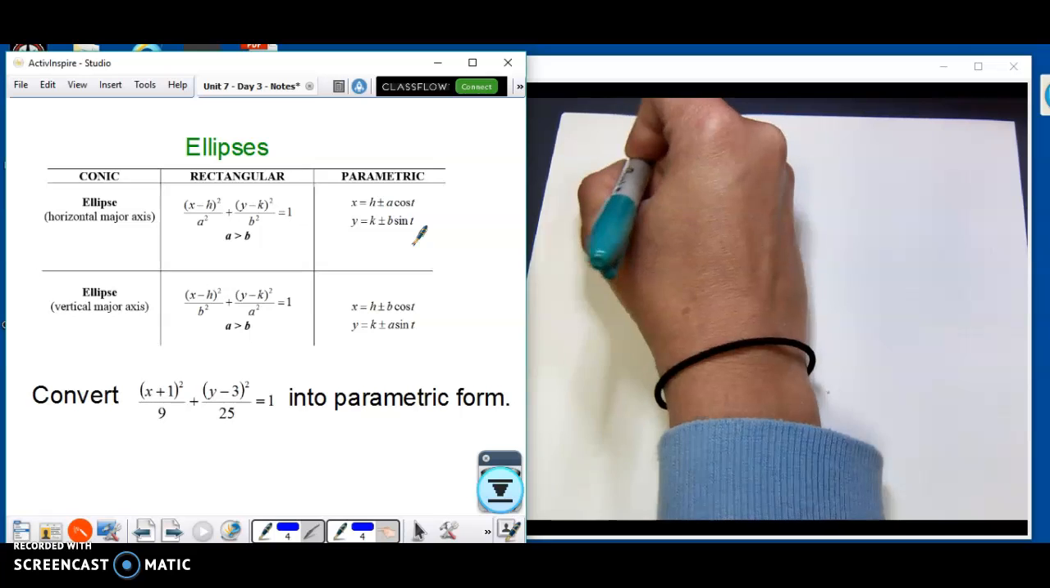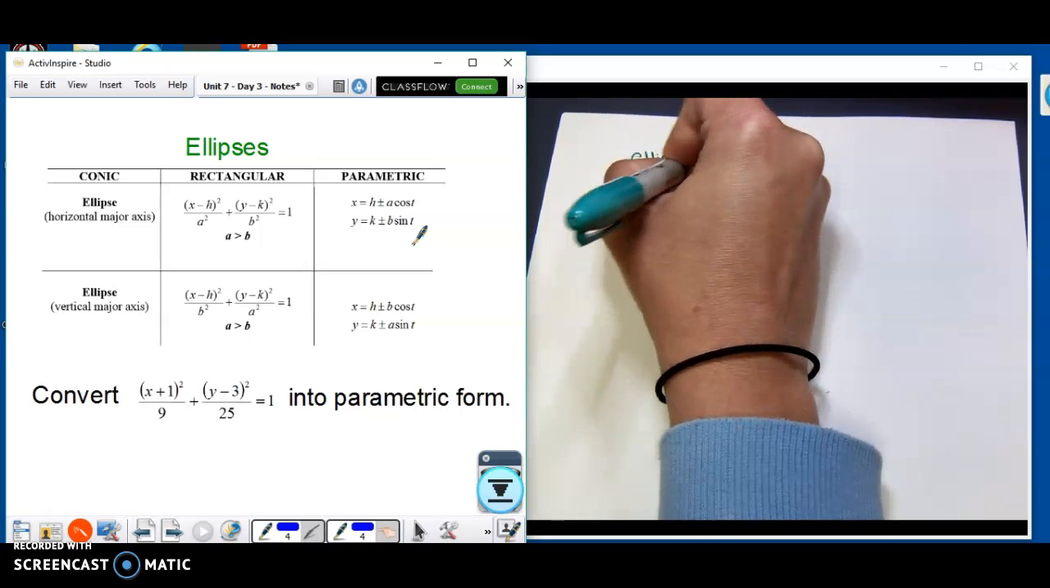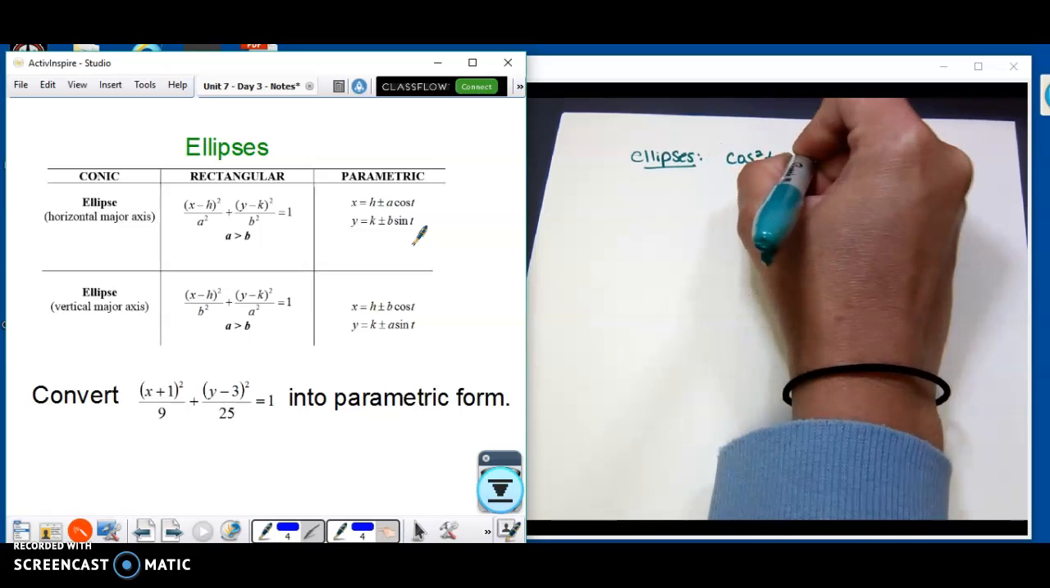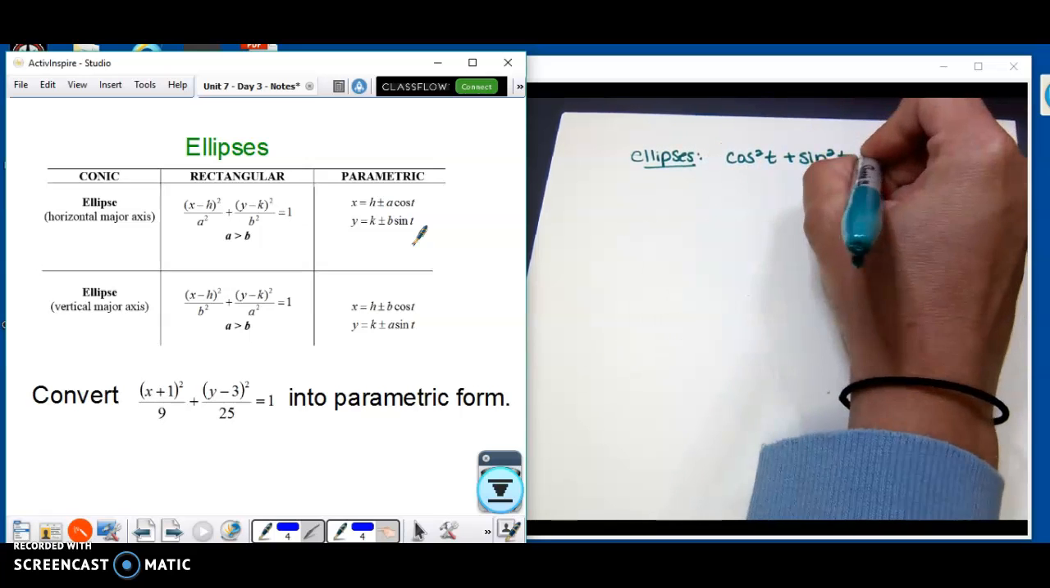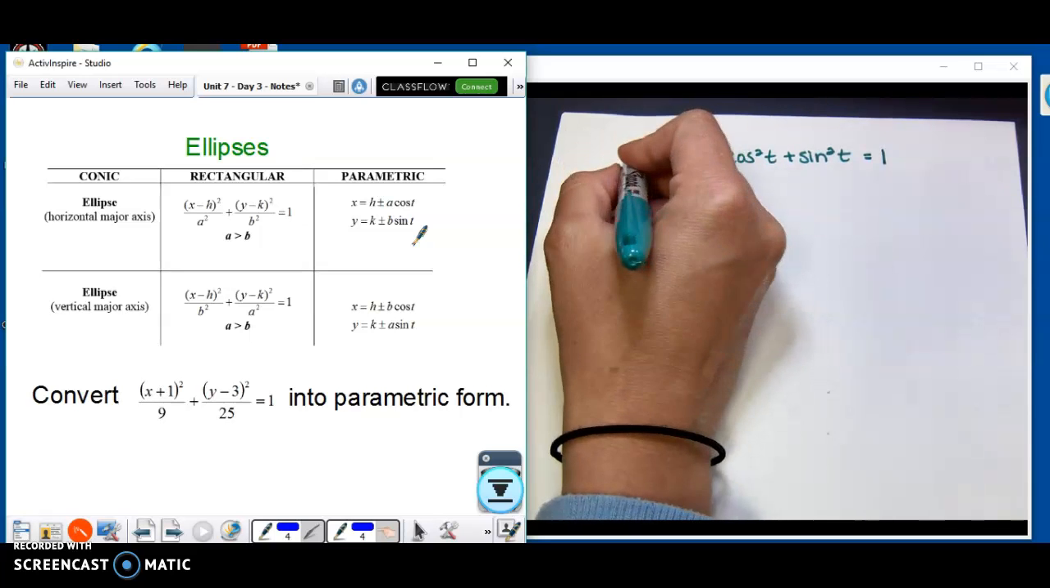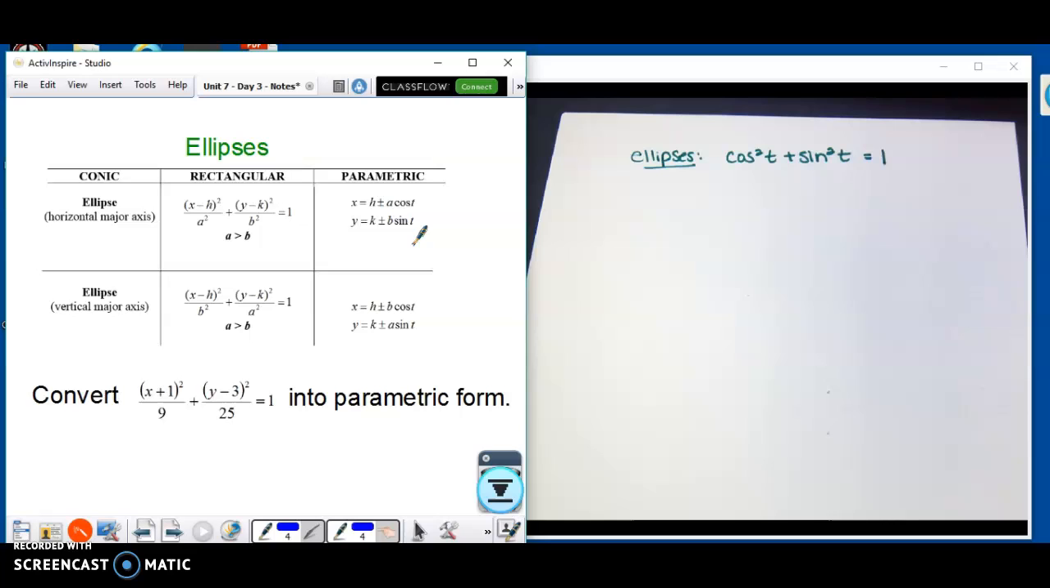For an ellipse, though, we are going to be using the same Pythagorean identity that we use for circles. So cosine squared t plus sine squared t equals 1. We will be using that just like we did for circles whenever we change from parametric to rectangular or the opposite.